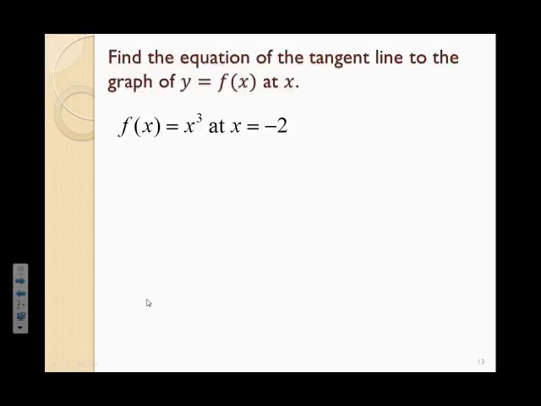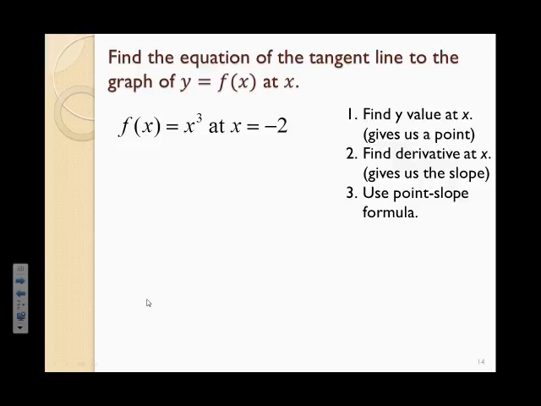Now, to make it just a step harder, find the equation of the tangent line to the graph y equals f of x at x. We were finding a value. Now, this time, instead of finding the value there, we want to find the equation of the tangent line. Well, the equation of the tangent line, of course, is going to be a function itself, an equation. Now, when we do this, there are 3 steps that we want to do.